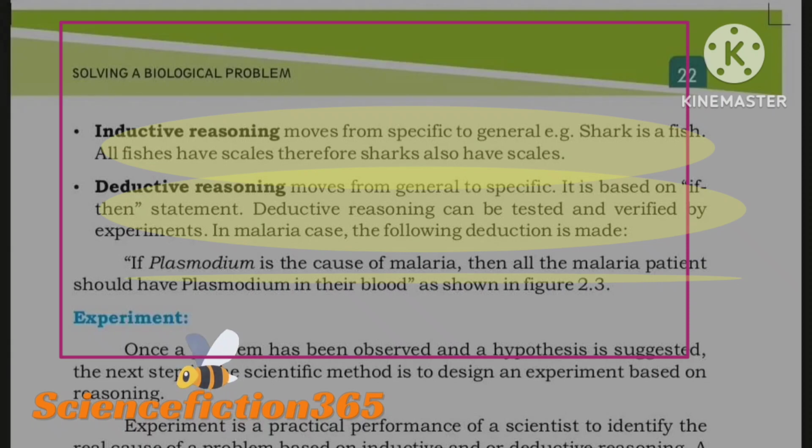And in deductive reasoning, if and then statements are mostly used. Deductive reasonings are tested and verified by experiments. If Plasmodium is the cause of malaria, then all malaria patients should have Plasmodium in their blood. So these are some reasonings which were made by scientists.